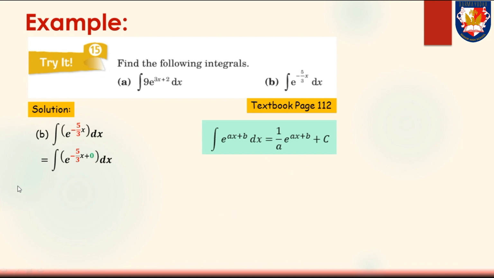We will obtain that the integral will be 1 over negative 5 over 3 times e to the power of negative 5 over 3x plus 0 plus c. Simplifying this will give negative 3 over 5 times e to the power of negative 5 over 3x plus c.